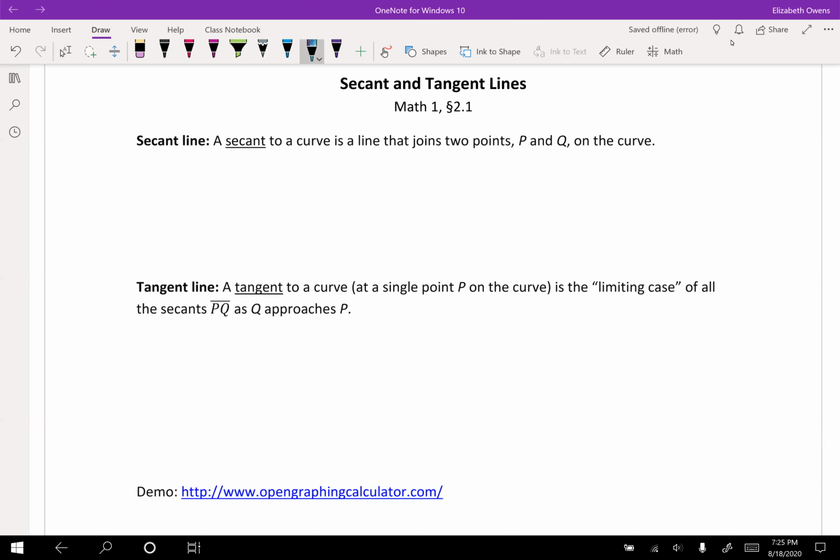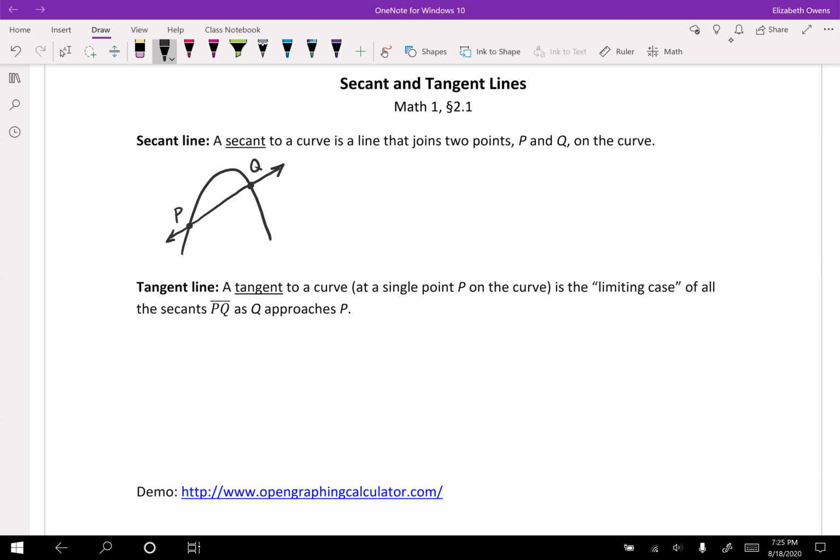A secant line, or a secant to a curve, is a line that joins 2 points, P and Q, on the curve. Okay, so we can sketch this out here. Let's give ourselves a little curve of some sort, and we're going to put 2 points on there. This is P and this is Q, for instance. And the secant is the line that goes between those 2 points, just like this. So that is a secant line.